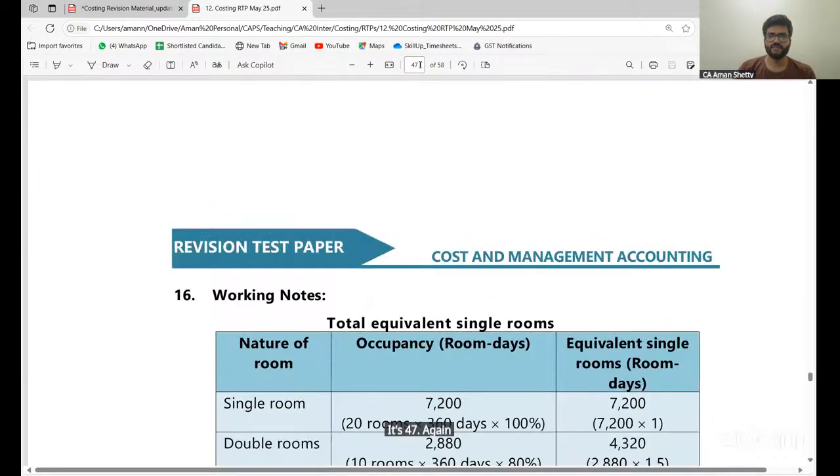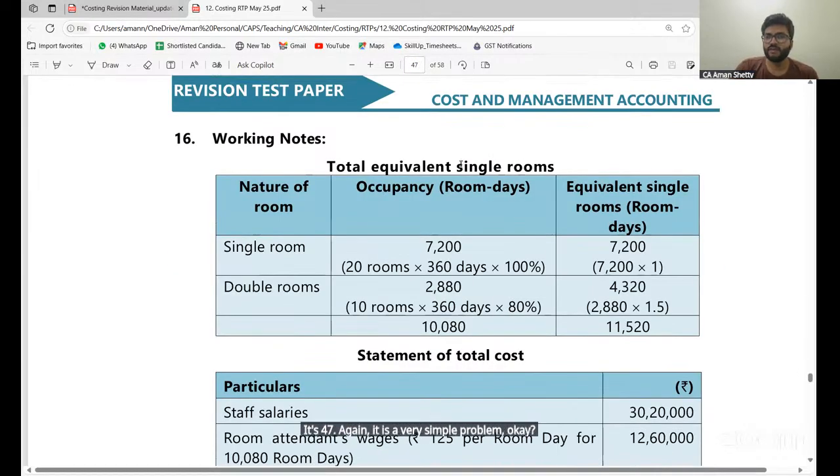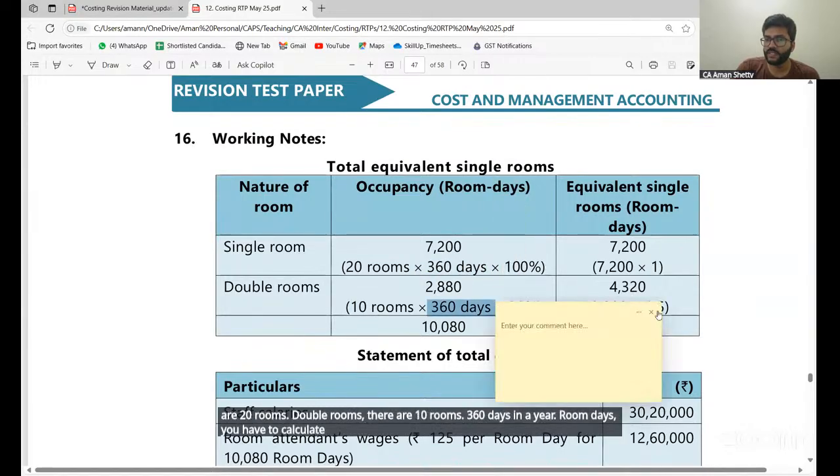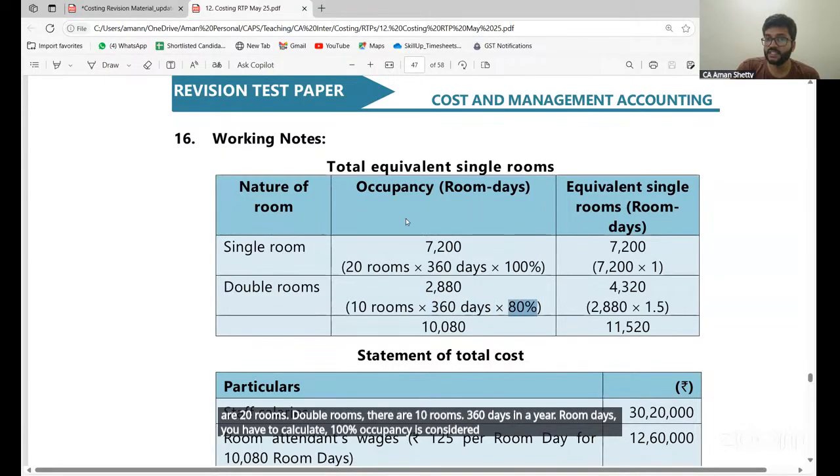Again, it is a very simple problem. Total equivalent single rooms you have to consider. There are 20 single rooms and 10 double rooms, and 360 days in a year. Room days you have to calculate. 100% occupancy is considered as 80% occupancy. This is in absolute terms.